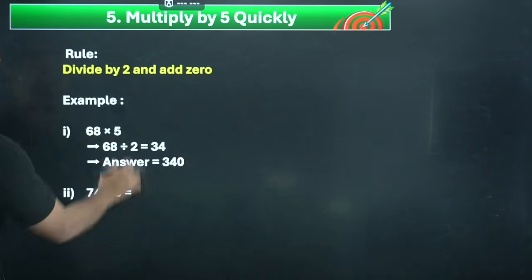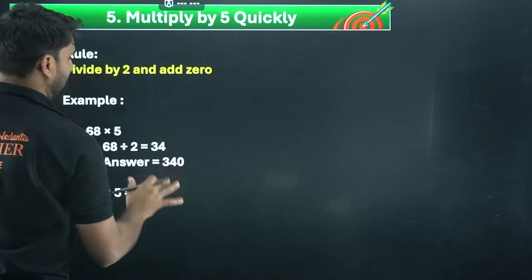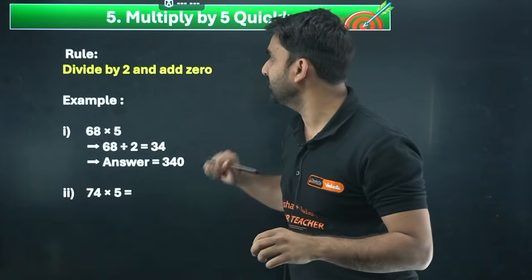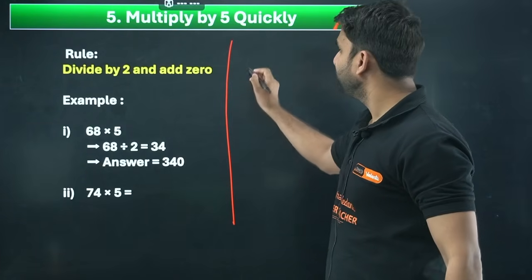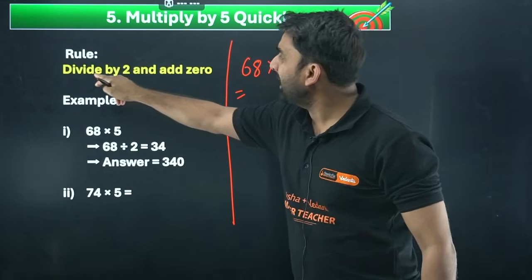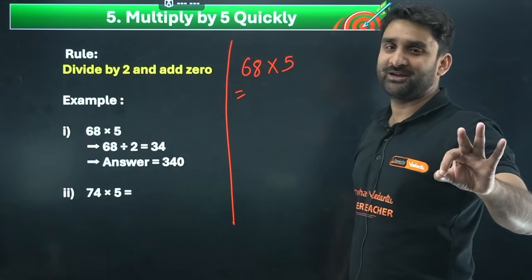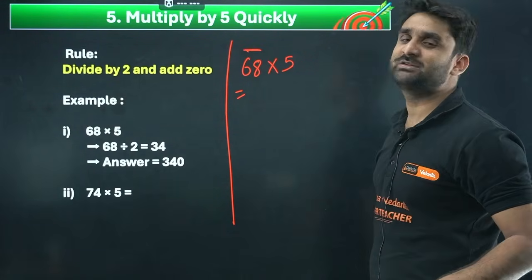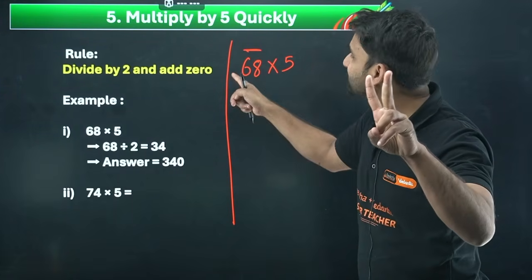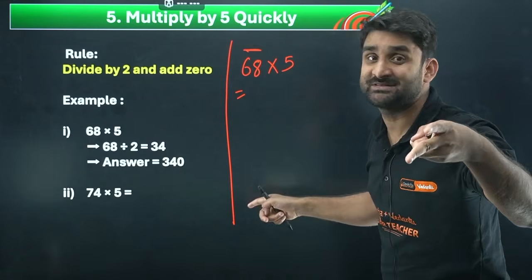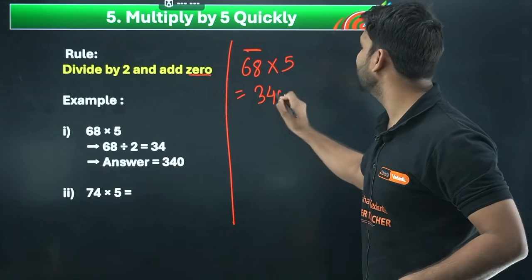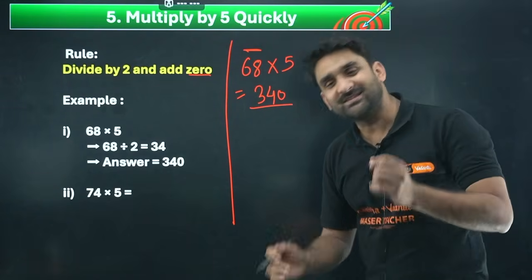Moving to the next trick, multiplying by 5 quickly. If we want to multiply any number by 5, my dear. See, we are talking about a 2-digit number. So if you are multiplying 68 into 5, let's say, divide by 2 and add 0. If you are multiplying a 2-digit number by 5, divide this number by 2. So 68 divided by 2 will be the half of 68, and the half of 68 will be 34, and put 0, add 0. This is the answer. Wow, this is the answer, my dear.